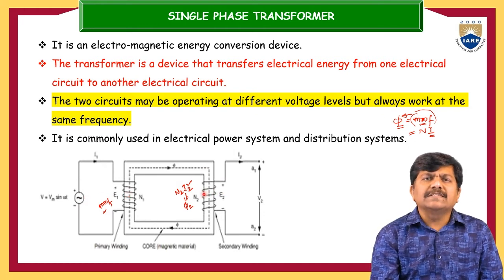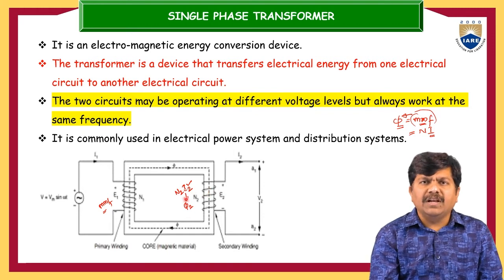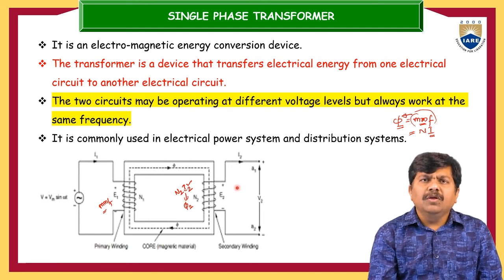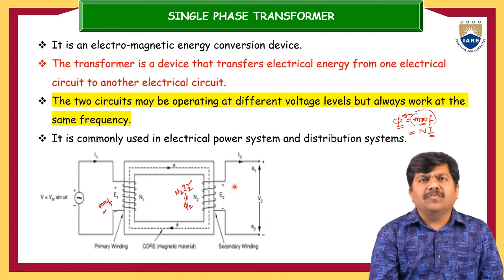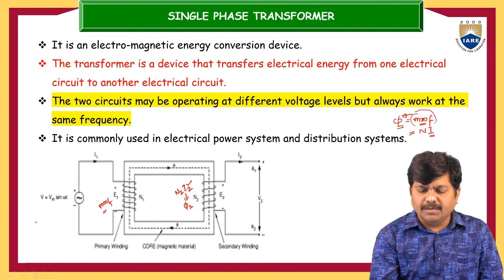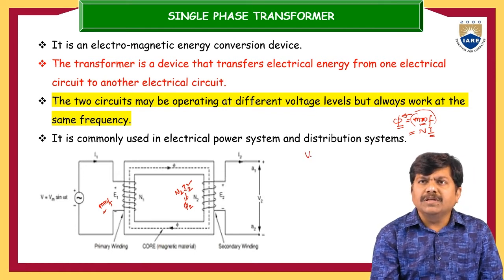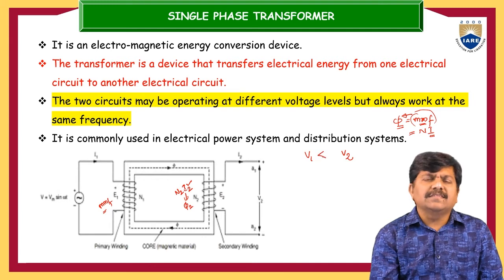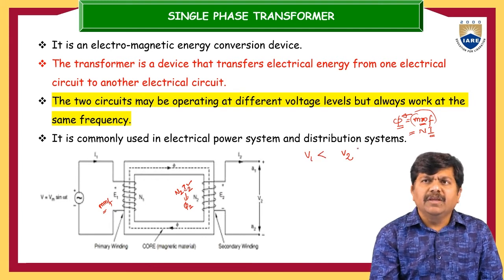What happens once that electrical energy transfers from one level to another? There may be a change in the voltage or a change in the current. Based on this, there are two types of transformers we can talk about. Suppose the primary voltage is V1 and the secondary voltage is V2. If the primary voltage is less than the secondary voltage, if V2 is larger, then it is called the step-up transformer.